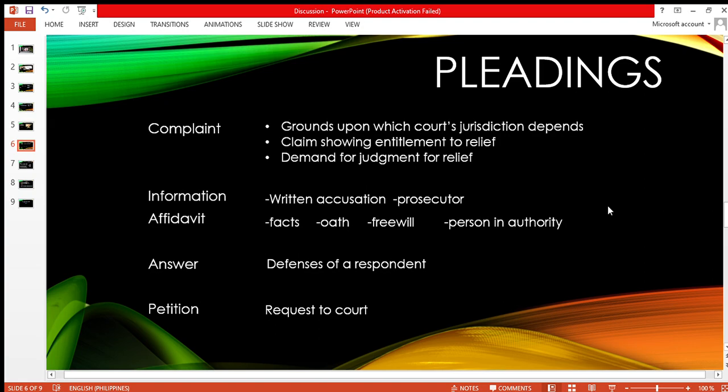And what is her demand? I am asking the court, requesting the court to declare A guilty of estafa, maybe, okay, or unpaid debt. And I am demanding, I'm asking the court for a relief that payment shall be done to me, okay, by the accused. Ayun ang complaint. Meron kang demand, meron kang hinihingi sa korte na gawin para sa iyo.